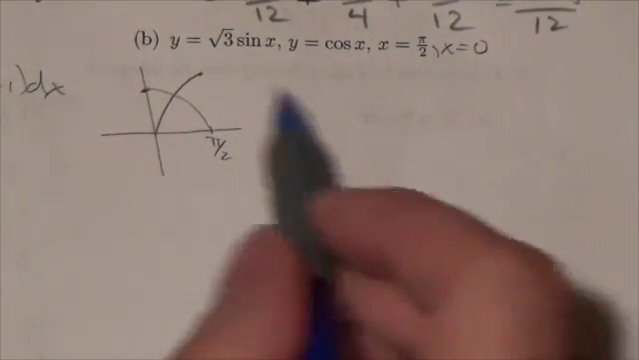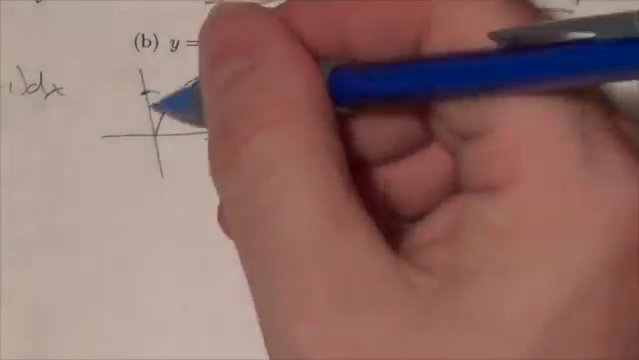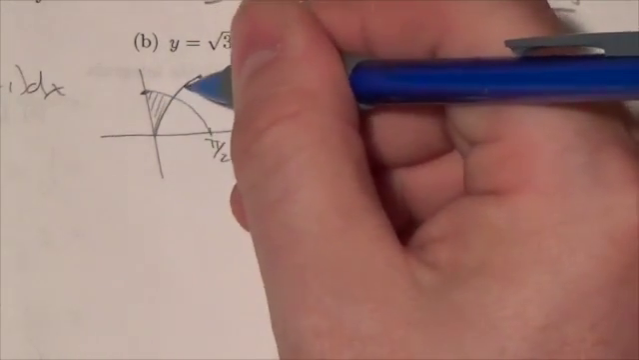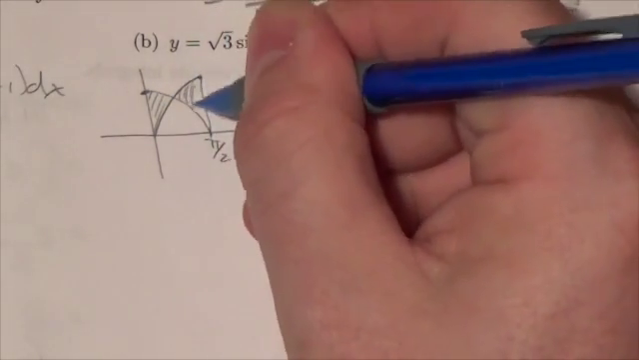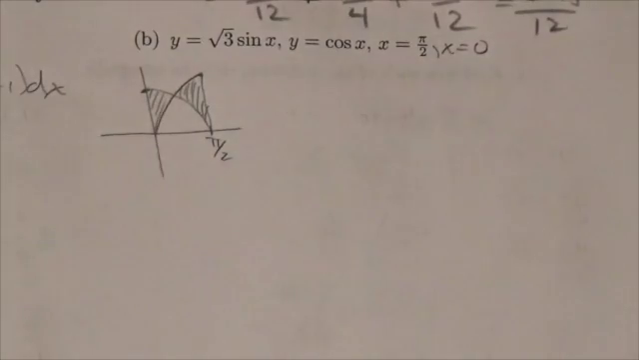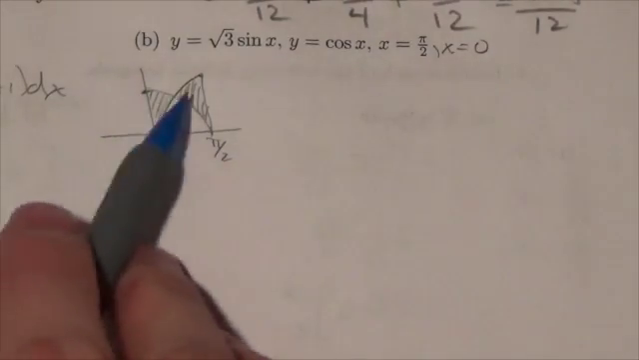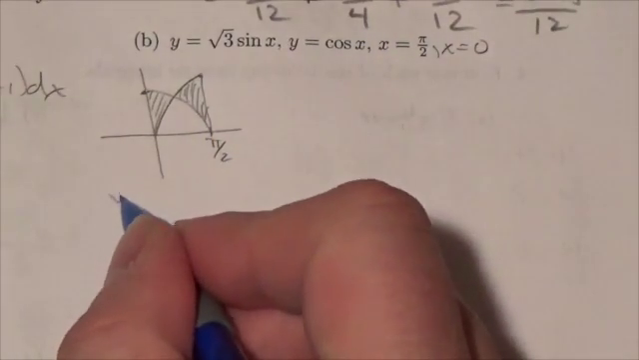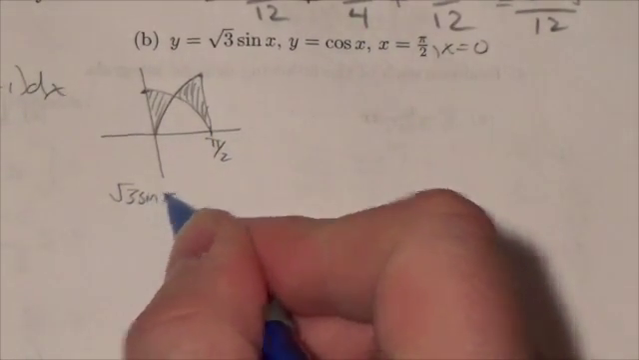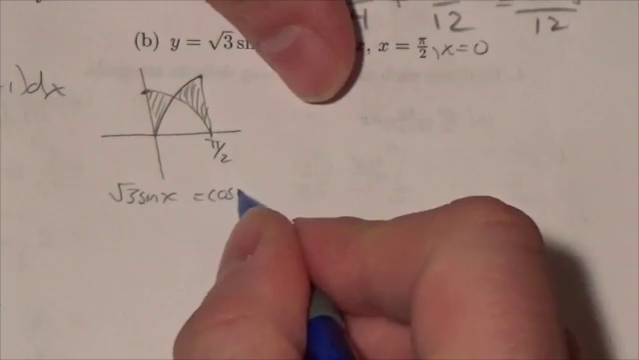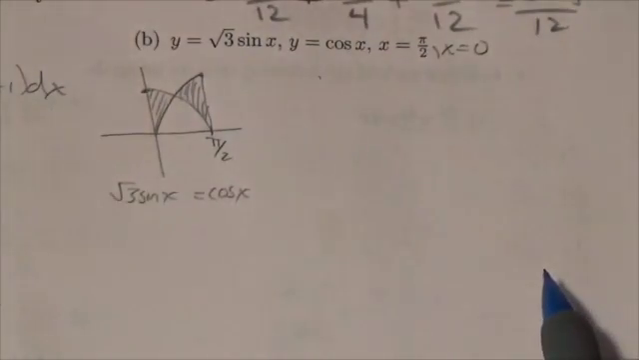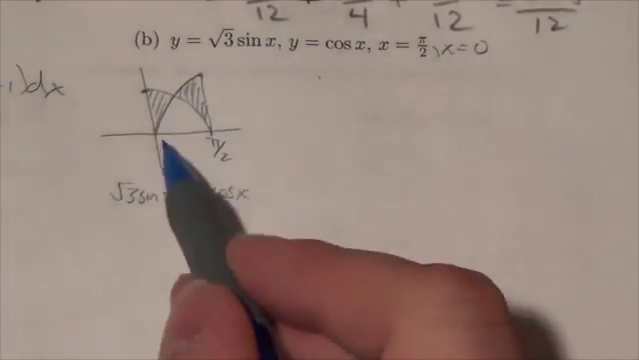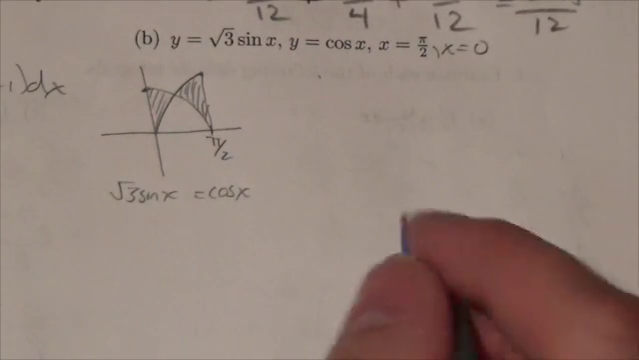Okay, so now we want to find the area between those two curves. What that means is we are looking for that area right there, which means we've got two different regions that we've got to integrate between here. Now the first thing that we're going to do is set these two functions equal to each other so that we can determine that value of x where those things intersect.